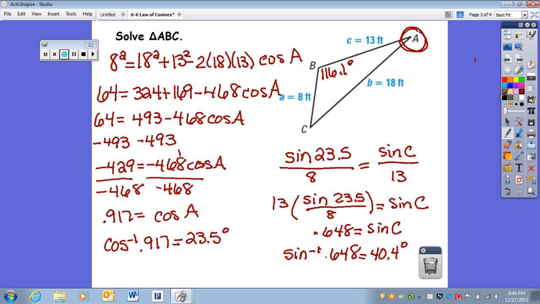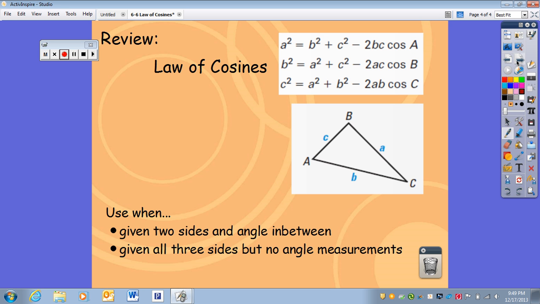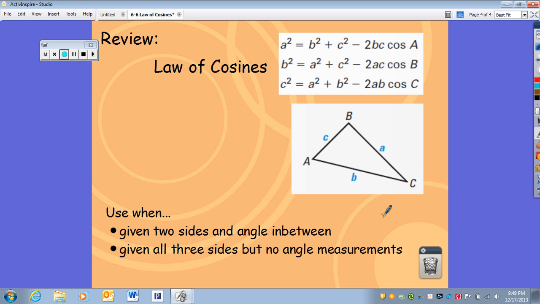So you can use the law of cosines when you are given two sides and an angle in between, or an angle inclusive, or we can use the law of cosines when we're given all three sides of the non-right triangle but no angle measurements. Looking at the law of cosines, remember that even though this looks complicated, basically this is exactly the same formula. And when we do calculate it, if we have the variable being squared equal to the rest, then that is what we use as finding the cosine of.